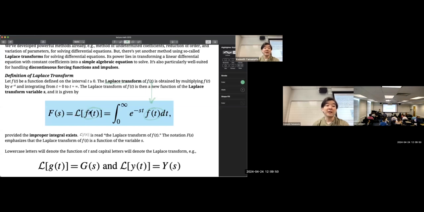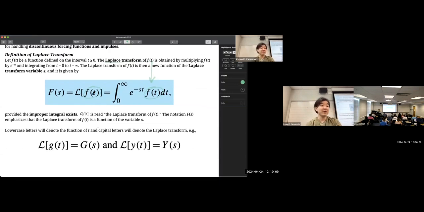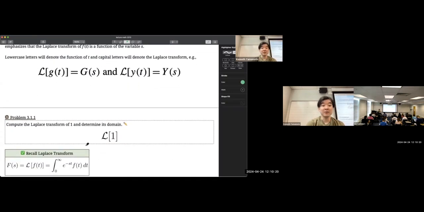And you could write it like this, where you have a fancy L, f of t. But many people also write it as capital F of s. The little f is for the original function. Capital F is for the Laplace transform. And then s is the variable that remains after you take this integral with respect to t. So if your function is f of t, then it's capital F of s. If your function is little g of t, then your Laplace transform is capital G of s. If it's y of t, then capital Y of s. That's the notation that they like to use.